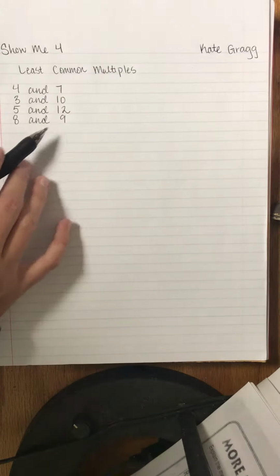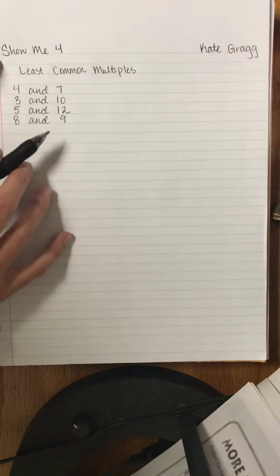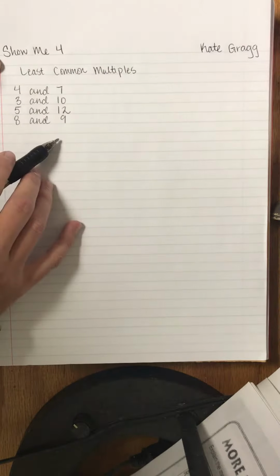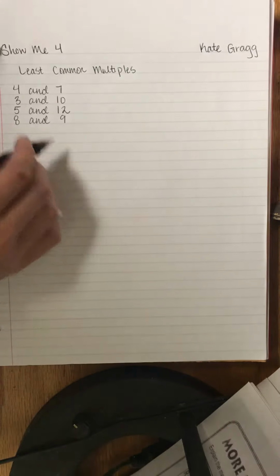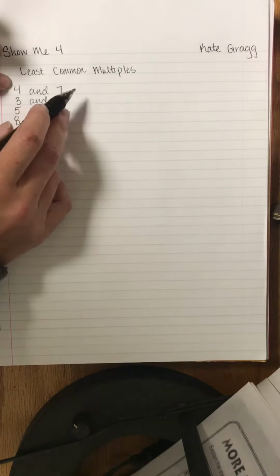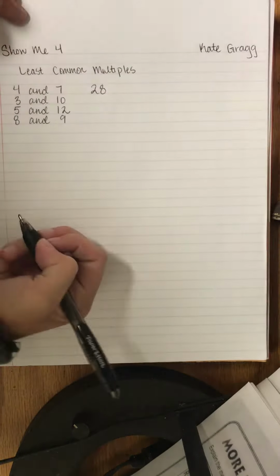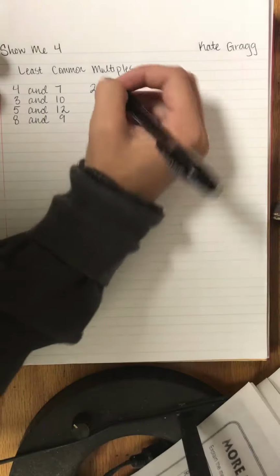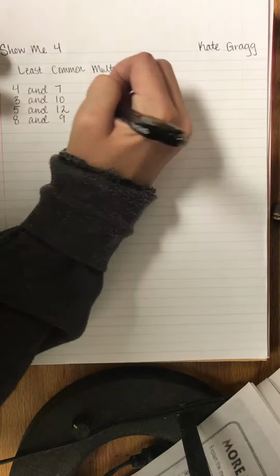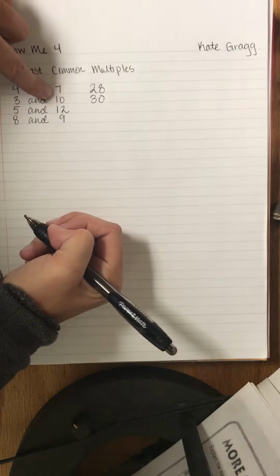So the problem with these examples, and only using these examples, is that the least common multiple in all 4 of these examples is simply the 2 numbers multiplied. For example, 4 multiplied by 7 is 28, which also is the least common multiple of these 2 numbers. Same for 3 and 10. The least common multiple of 3 and 10 is 30, but that's also 3 and 10 multiplied together.